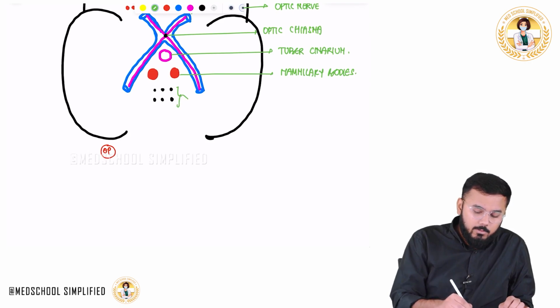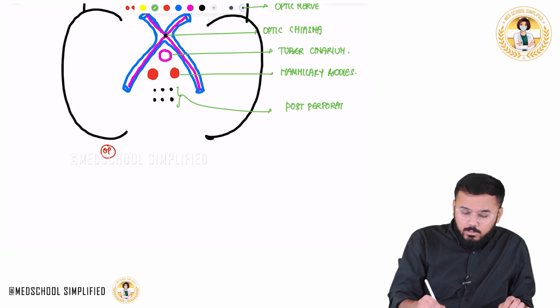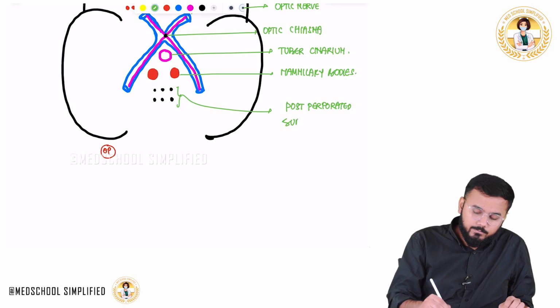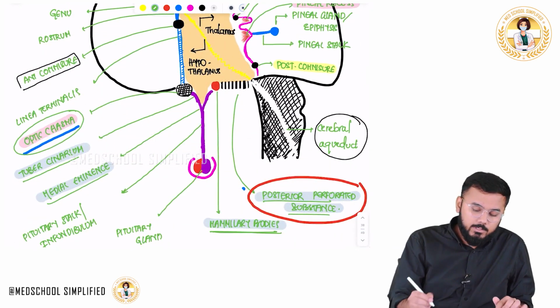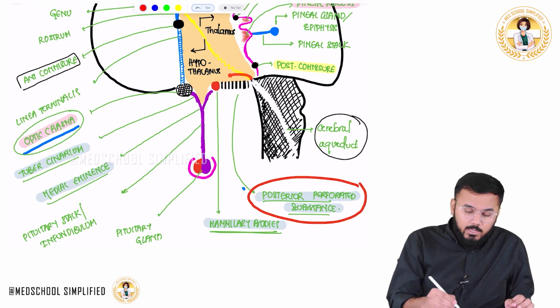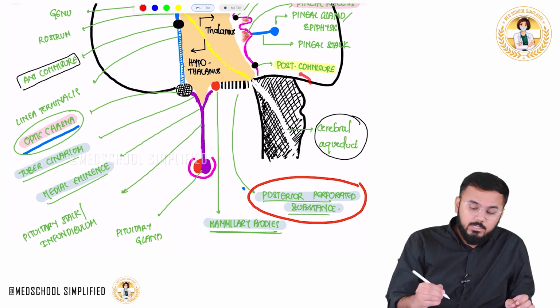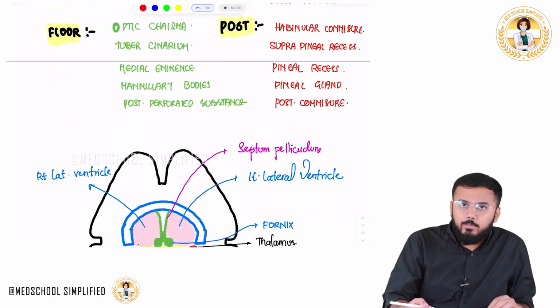Okay, so behind the mammillary bodies are the posterior perforated substance. Behind the posterior perforated substance, see, first we have got optic chiasm, then we have got tuber cinereum, then we have got this thing called the mammillary body, then we have got posterior perforated substance. And behind that, what is this structure? This structure over here is called your midbrain, right?